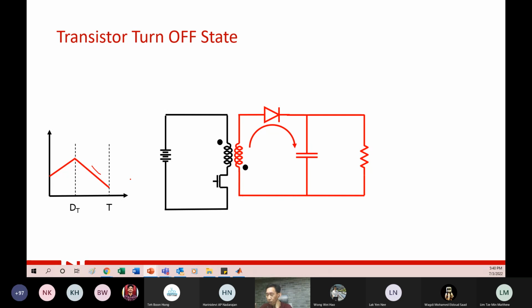Now, for the normal transformer, why doesn't it store? Because you're applying AC in, 50 hertz, so it's continuous. There is no duty cycle for a sine wave, but this one you can control the duty cycle.